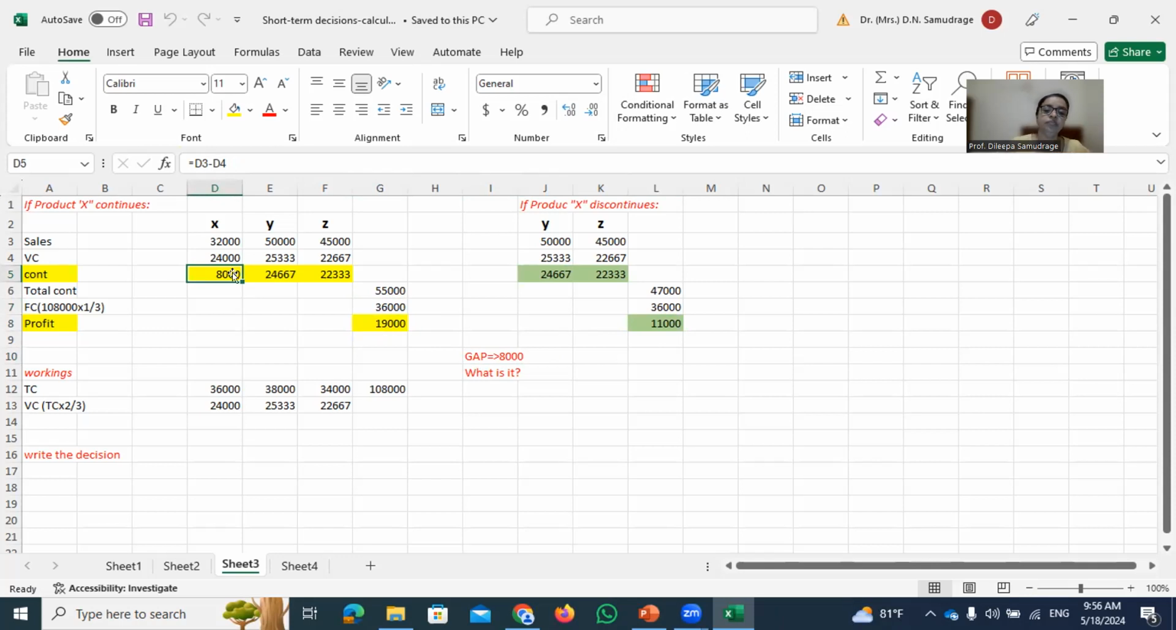So you have to explain clearly that we should not stop X because X gives you a contribution of 8,000, which you could use to cover your fixed cost, right? Then that is your final answer, but you have to clearly show these calculations. You have to present this way. If X continues, this is the outcome. If X stops or discontinues, this is the outcome, right? Clear? Clear? Yes, madam. Okay.